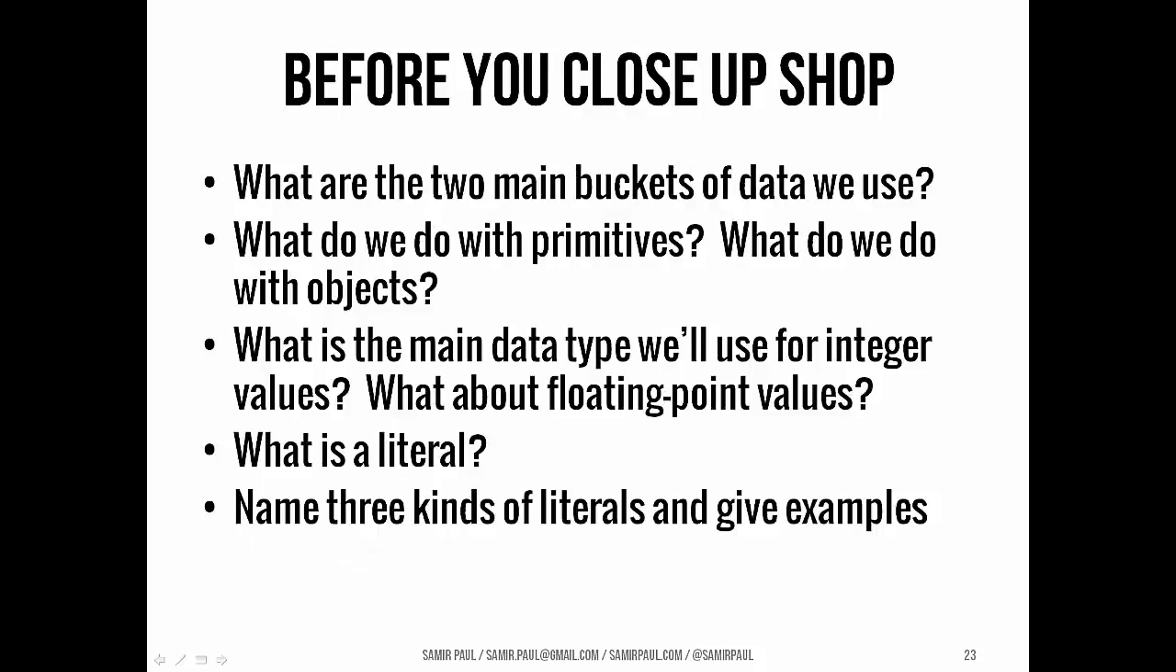So before you close up shop today, a couple things you want to make sure you have a handle of. You want to know what are the two main buckets of data that we use. You want to know how do we use primitives versus how do we use objects. And again, that really means using primitives with operators and instantiating objects and then calling methods. So that's really the key difference. We want to know what are the main data types we're going to use for integer values and floating point values. Again, that's int and double. We want to know what exactly is a literal and how is it different from a variable? What are some examples of literals?